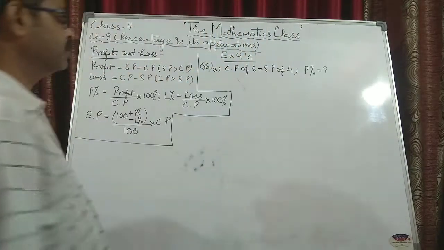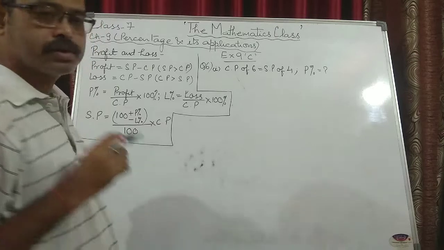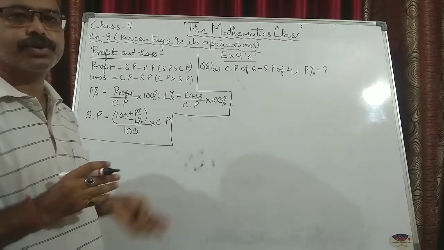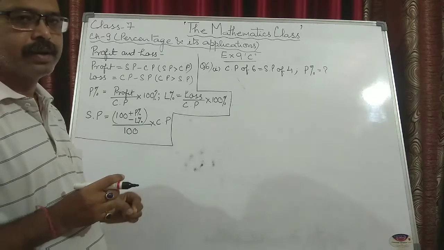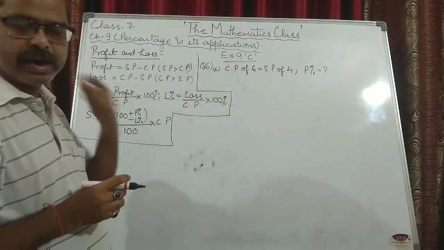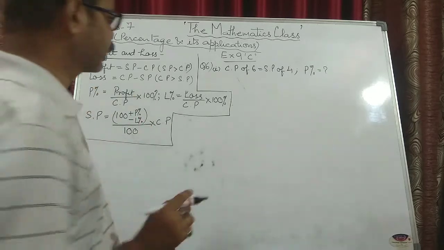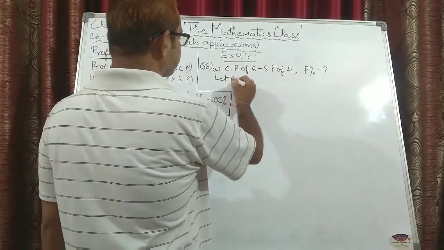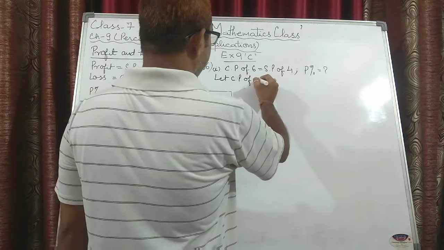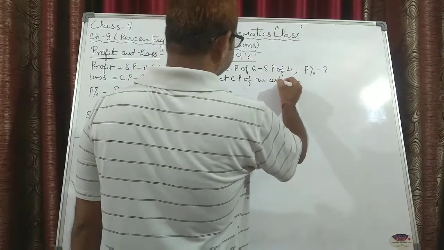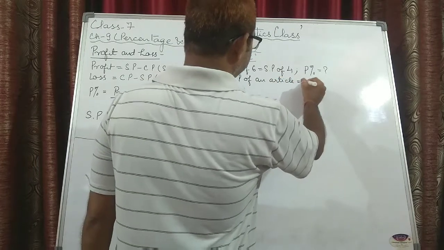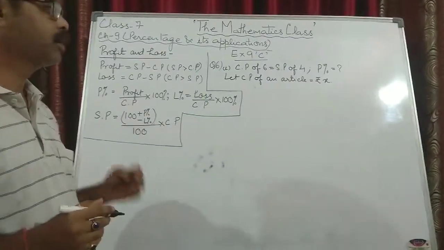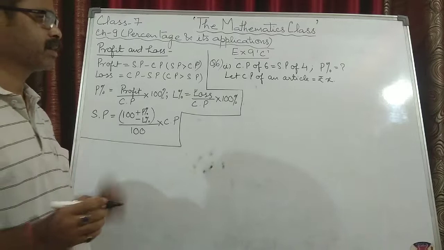Now we know that profit and loss is always calculated on cost price. So in order to solve any question of profit and loss, it is mandatory to know the cost price of any article. We don't know it in this question, so we will assume the cost price of an article to be rupees X. We don't know it, so we have assumed a variable. Let the cost price of one article be X.